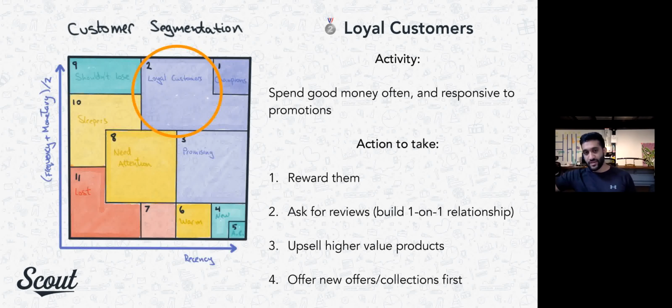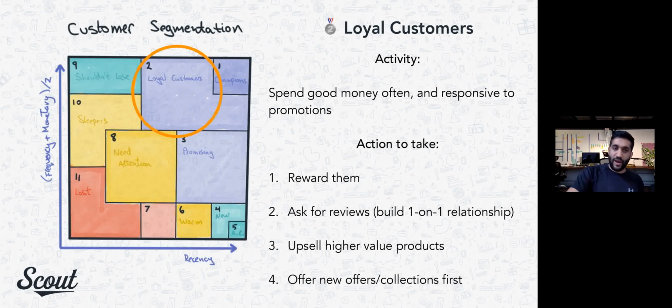You can get them to the champions level, but basically, again, reward them, sign them up for loyalty programs, and then start building those one-on-one relationships. Offer them new offers. Give them sneak peeks for new collections. Again, you want to treat them differently. The attitude that you want to approach these customers with is that, hey, we really respect and appreciate your loyalty, and to pay you back for the loyalty, these are the things that we can do for you.